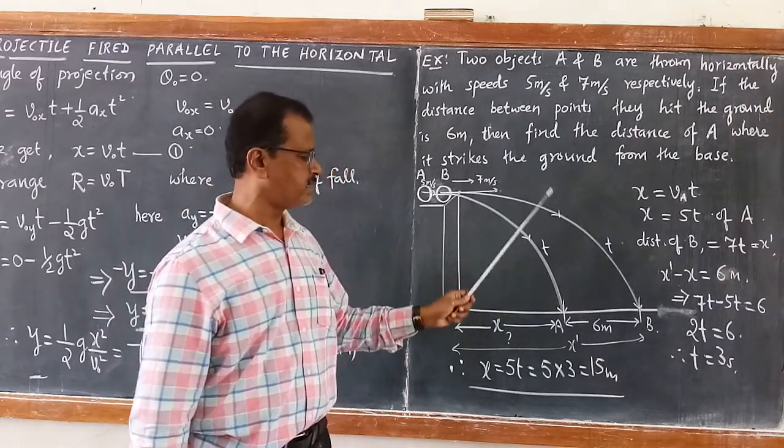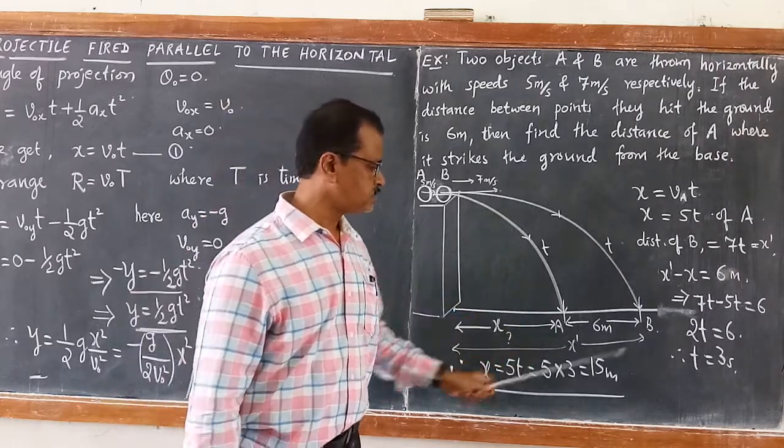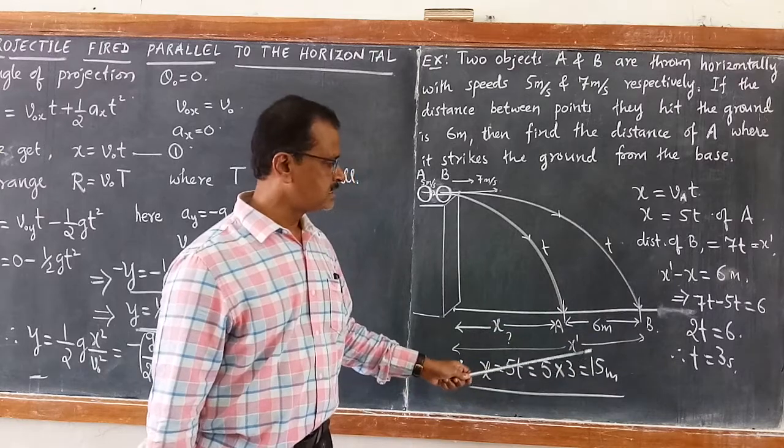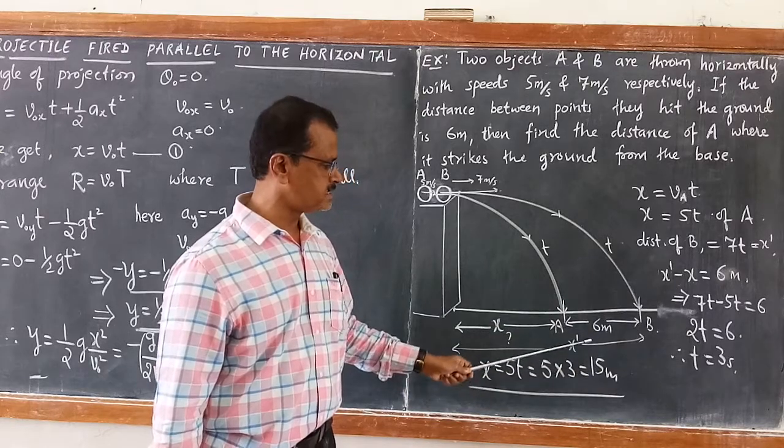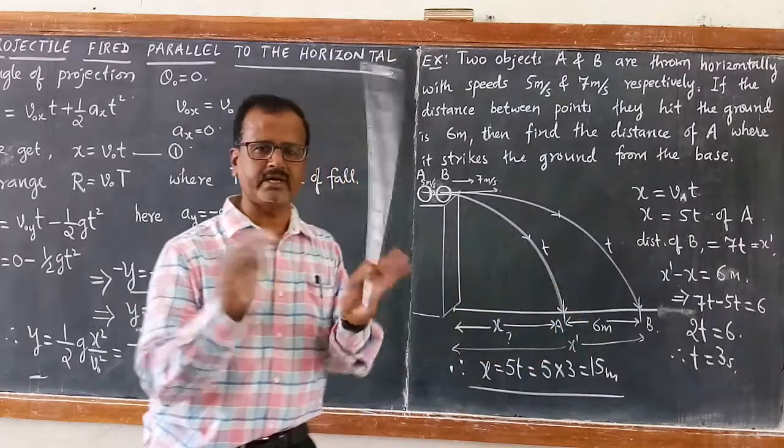That of B, the horizontal range covered will be 21 meter, and that of A, it is 15 meter. The question is only about A. You can verify: for B it becomes 21, so 21 minus 6 becomes 15, or 15 plus 6 becomes 21. That's how we can verify.